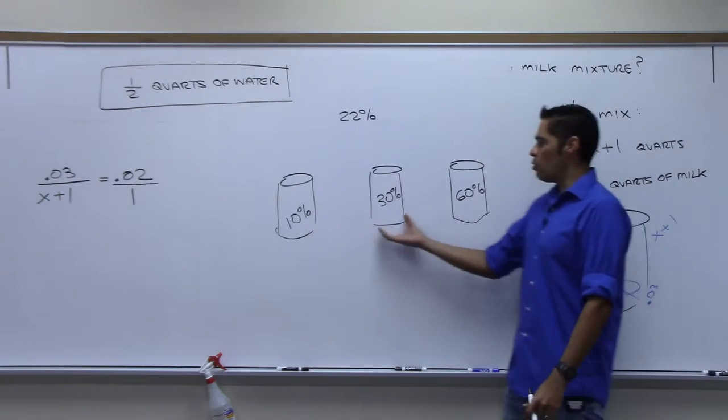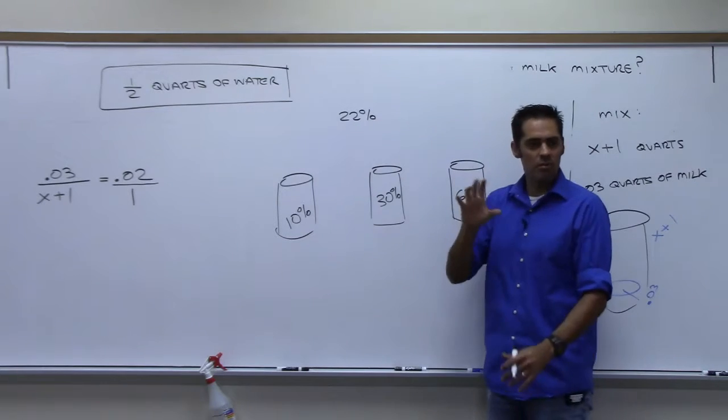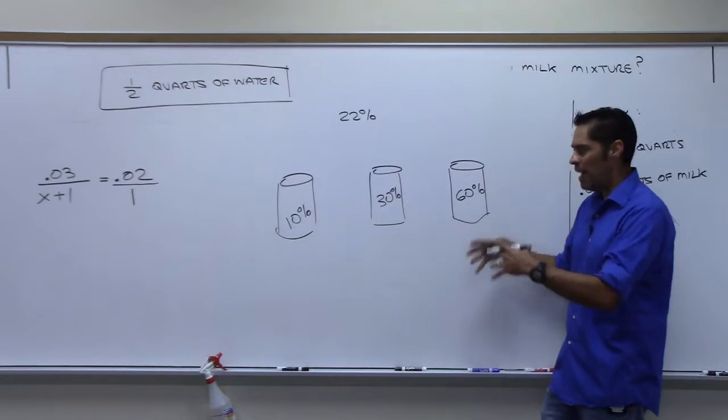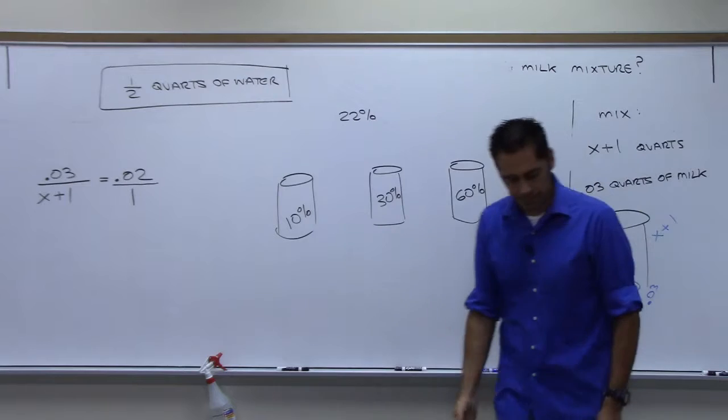And that way you only have to store these in the back, right? You don't have to have all these special ones. You can just have basic big vats of these and just use them as needed.